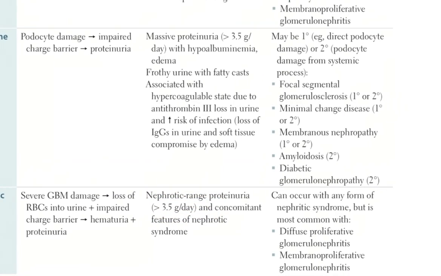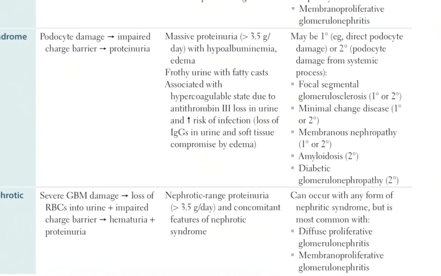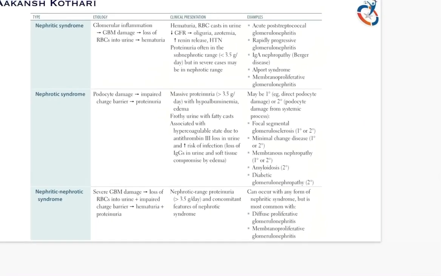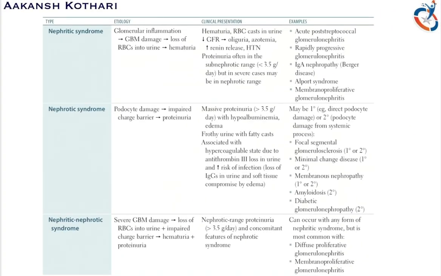Now, what are the various examples of nephritic-nephrotic syndrome? It is diffuse proliferative glomerulonephritis and membranoproliferative glomerulonephritis. These are very big tongue twisters. So, are you clear with nephritic syndrome, nephrotic syndrome, and nephritic-nephrotic syndrome and their major basic principles? Now, we'll talk about each topic in great depth in separate modules.